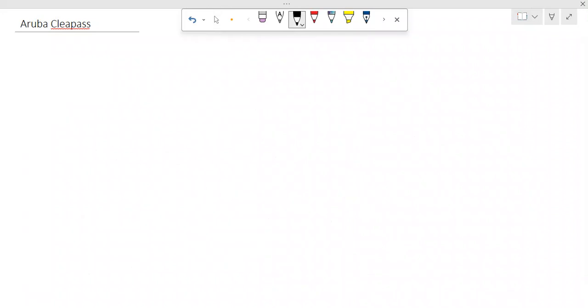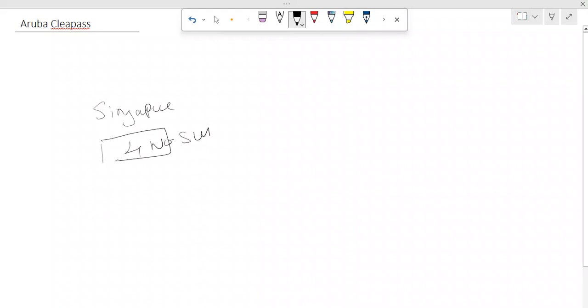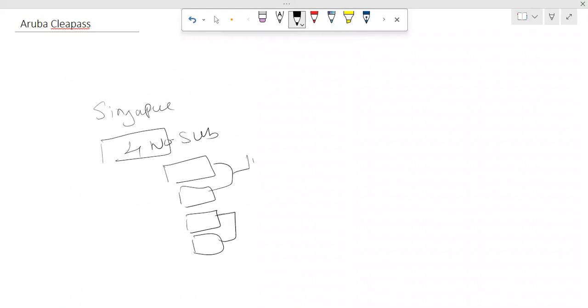So you have Singapore, which has a total of 4 subscribers. Just to give an example, the 4 subscribers means how many virtual IPs? There are 2 virtual IPs, because one virtual IP is to be configured over here. This is 10.10.10.20, and this is virtual IP 10.20.10.30.